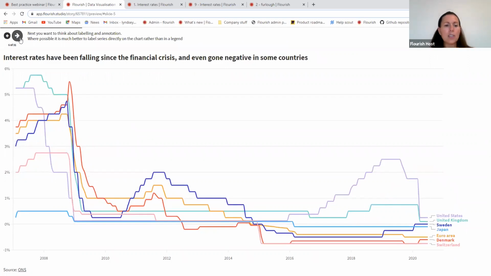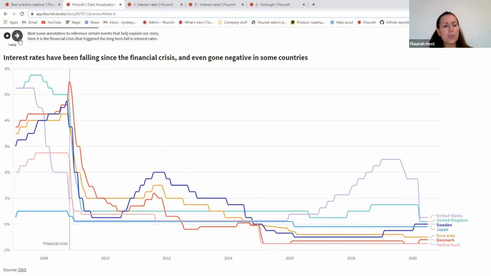Labeling and annotation. So I'm not a fan of legends, and having legends below or above a chart is a lot of mental processing for a reader. They have to keep looking back and forward from the legend to the line, and so it's much easier to label directly on the chart, and much easier for a reader to see which series is which. So that's the first thing I've decided to change.